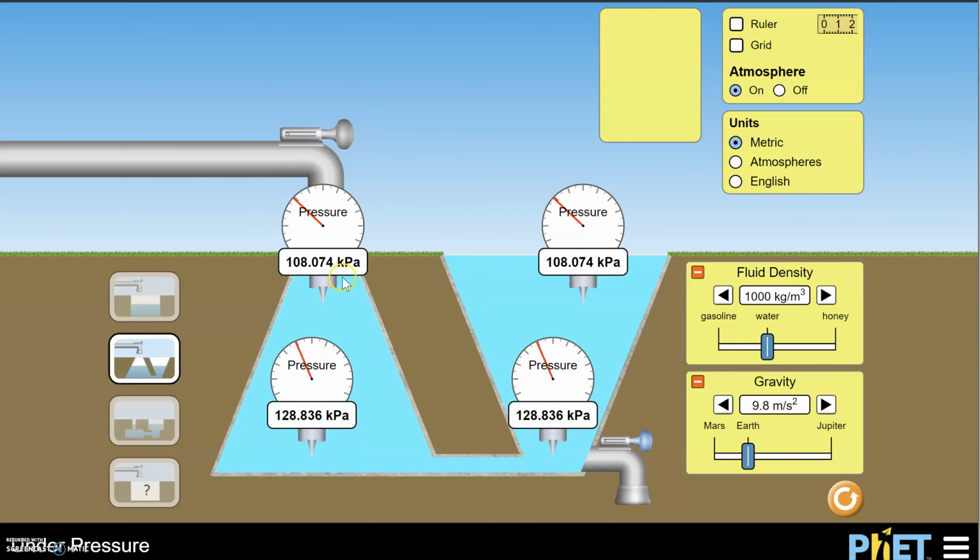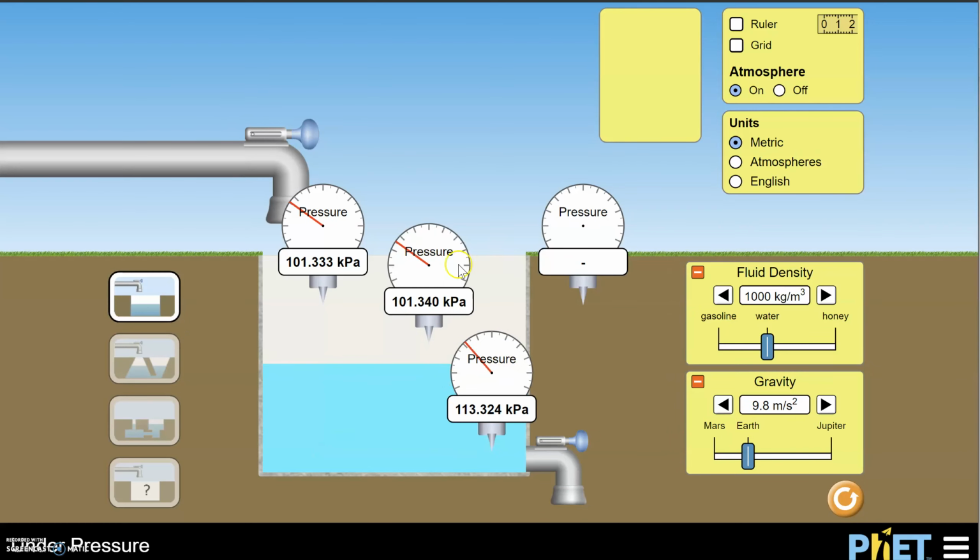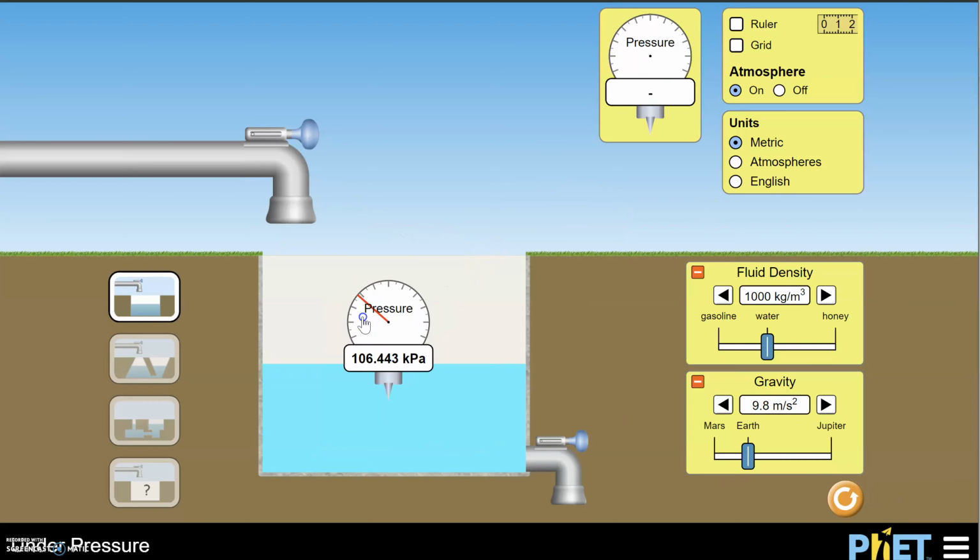And as you can see, the shape of the container does not actually matter. What really matters is actually the depth or the height from the surface of the water. Okay, so now let's reset this and bring this all back. Let's put this pressure gauge in the middle and fill it all up.